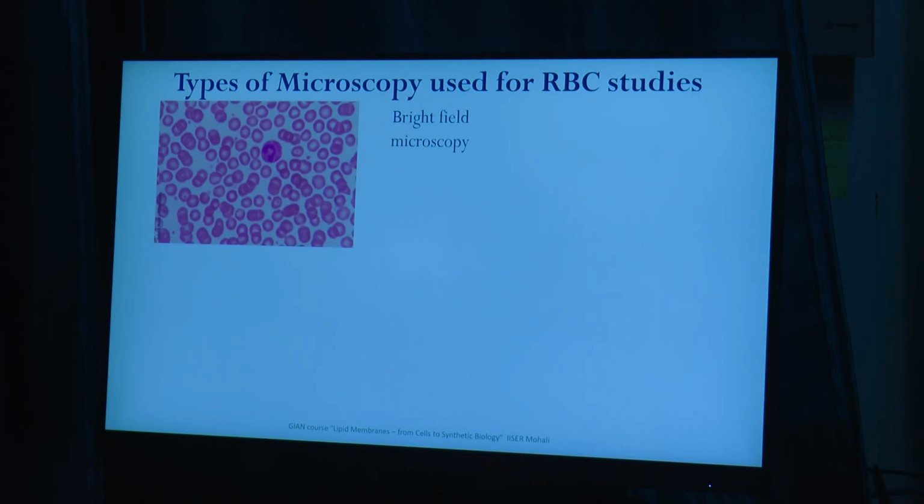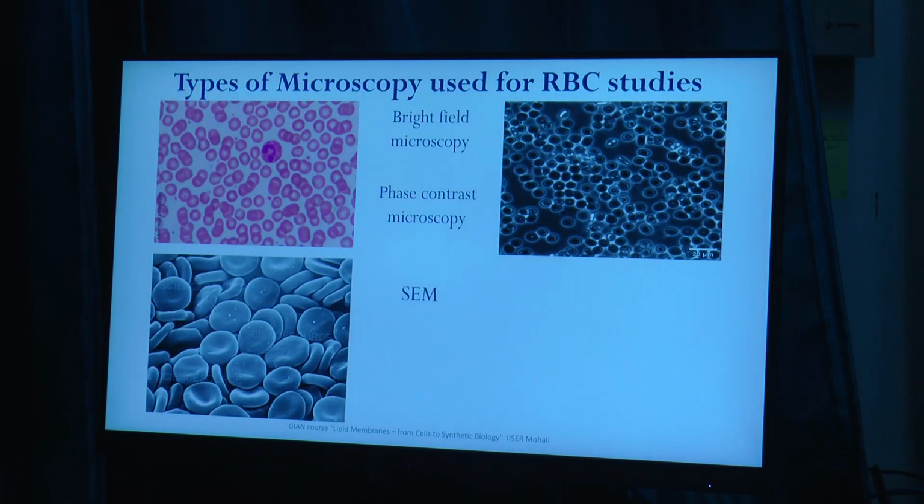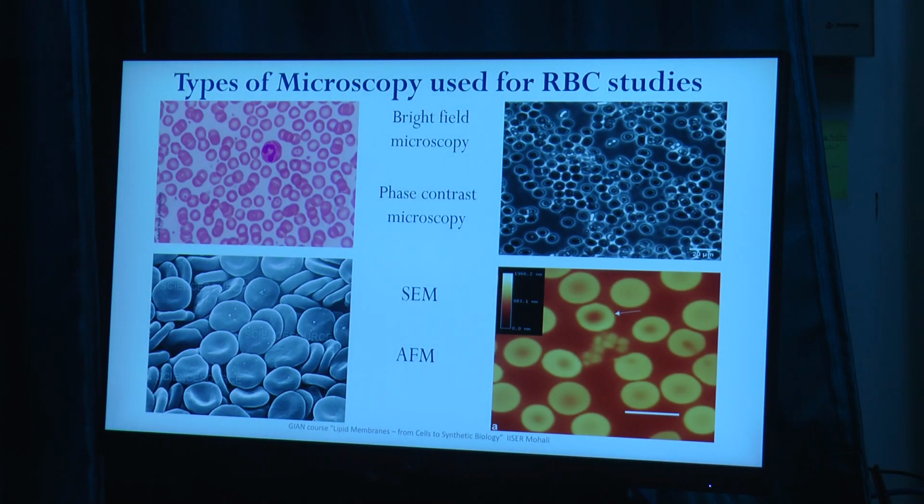So there are different types of microscopy which we use to understand red blood cells, or cells in general. One is bright field microscopy. In bright field microscopy, it is very straightforward, and Suchita here gave a talk on different kinds of microscopy. The second very common one is phase contrast microscopy, and there are SEM images, AFM images, light sheet microscopy, fluorescence, confocal, and they are all different ways in which you are perceiving the red blood cell.